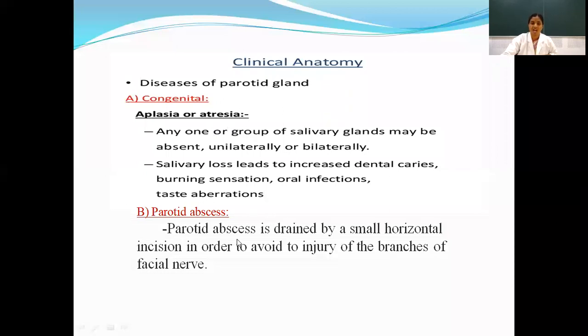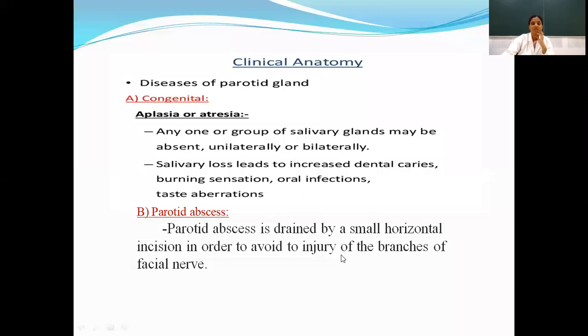Then parotid abscess. What is a parotid abscess? It may be in a retrograde direction. The parotid duct opens into the vestibule. So in the retrograde direction, any bacterial infection extends from the vestibule or oral cavity to the parotid gland.